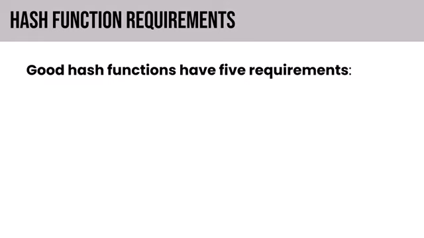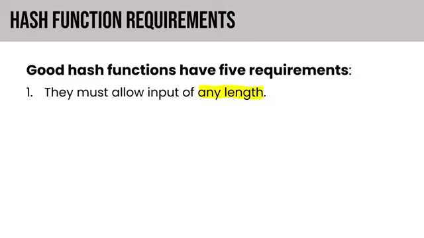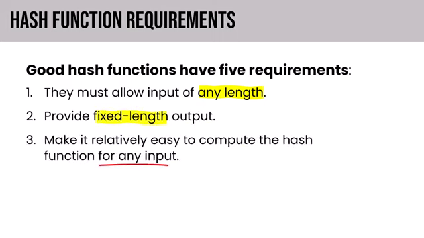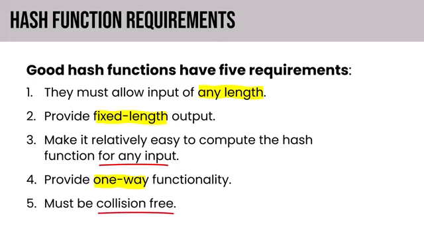So a good hash function has 5 requirements. They must allow input of any length. They must provide fixed length output. And they make it relatively easy to compute the hash function for any input. They provide one-way functionality. What is hashed cannot be reversed. And it must be collision-free. And that collision problem is one of the reasons we don't see the MD5 hashing function used anymore. It's because it has a collision problem in certain scenarios. We'll see MD5 hashing used in file hashing in comparison, but that's really about it these days.